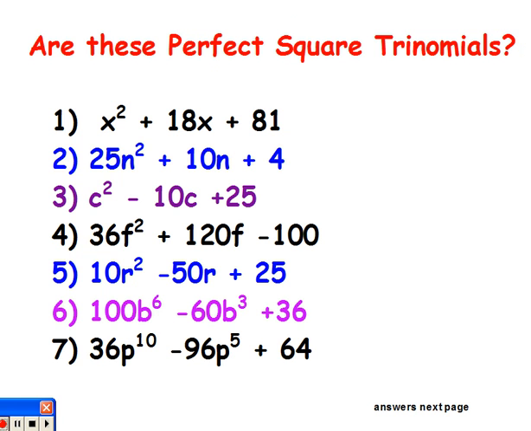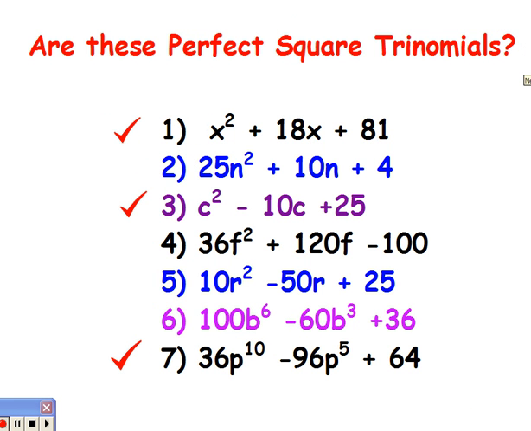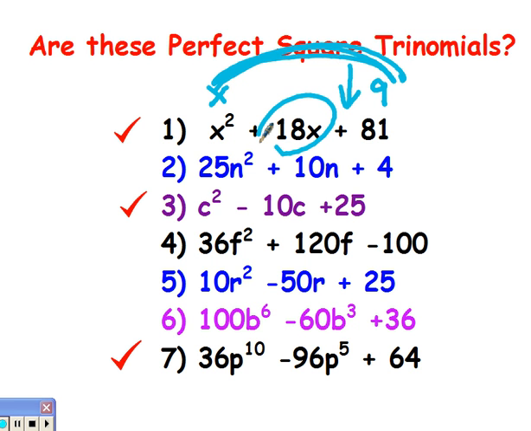So let's say our answers. Number 1, 3, and 7 are perfect square trinomials. Number 1, because here we're squaring x, here we're squaring 9, we have the plus sign that we have to have, and in the middle we have 9 times x times 2.